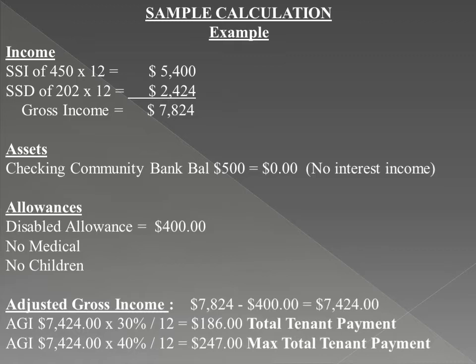$7,824. We will now apply any allowances that this household is eligible for to reduce the annual income to the adjusted annual income. In this scenario, the household has a disabled family member and is receiving an allowance of $400. Annual gross income of $7,824 less the $400 allowance gives us an adjusted annual income of $7,424. Now that we have our adjusted gross income, we can use the calculations below to determine the total tenant payment and max total tenant payment.